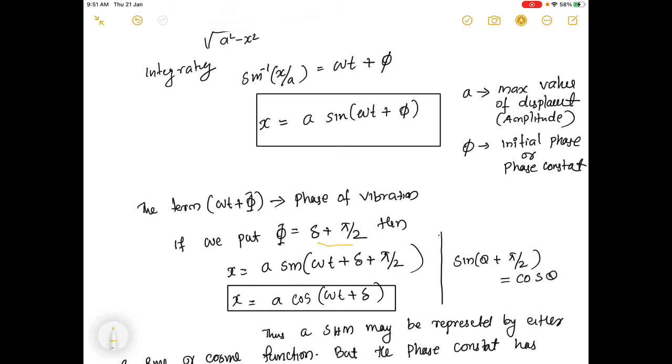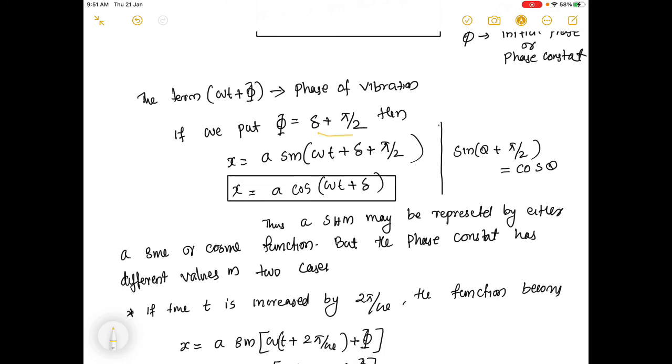That's why I told previously that the displacement of a simple harmonic motion at any instant can be expressed with the sine function or the cosine function. Here both are expressions for sine and cosine, but the difference is only in delta and phi. So this is the phase constant. Whether we write in sine or cosine, the phase constant has a different value in the two cases. So this is one point.